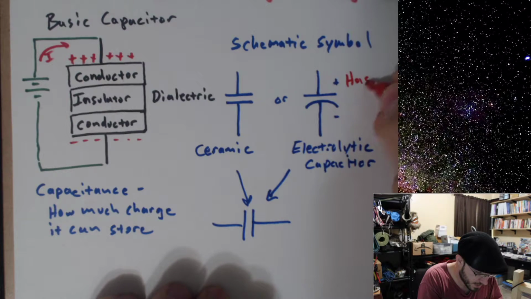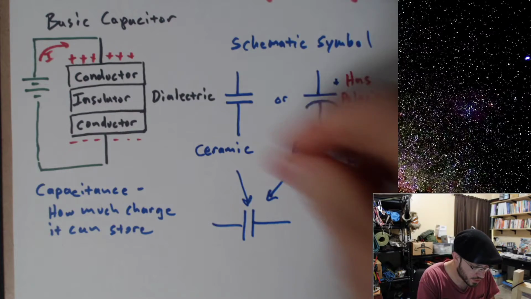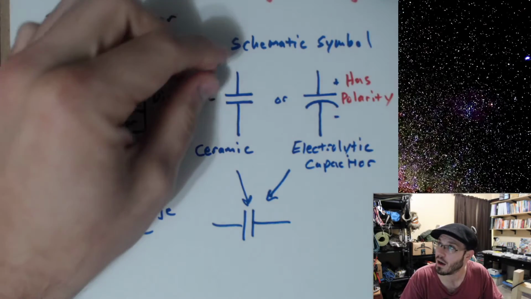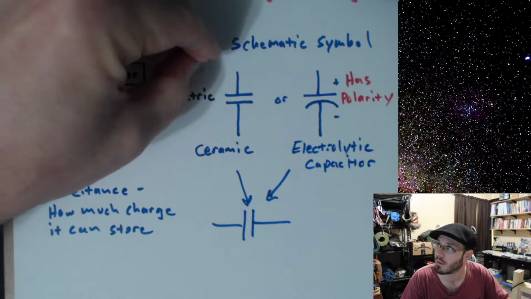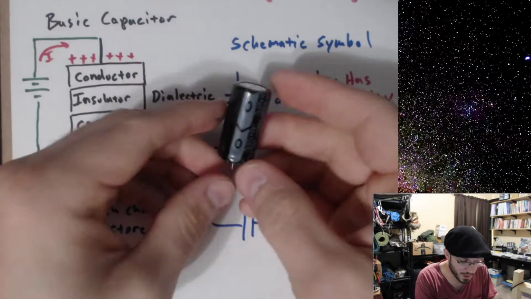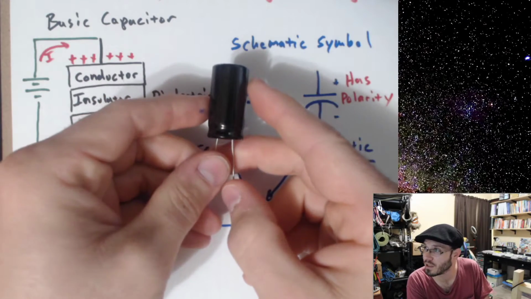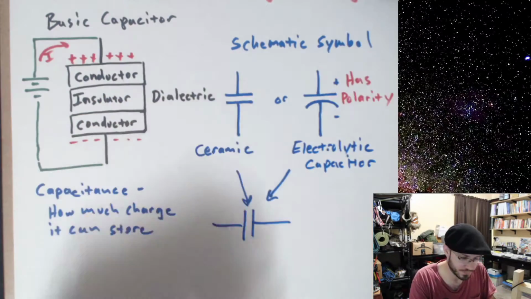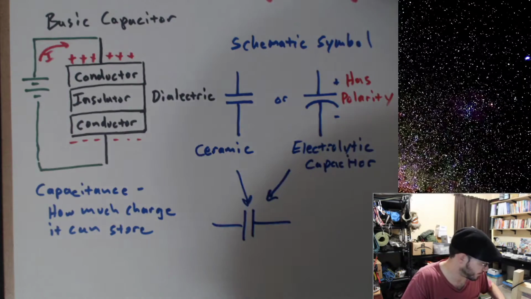So let me go ahead and say this one has polarity, whereas this one does not. This ceramic capacitor does not care whether I plug it into my circuit this way or if I flip it around and plug it in the other way. This one will actually work if you have it reversed, but it will die out rather quickly. Probably go up in a puff of smoke and let out the magic smoke.